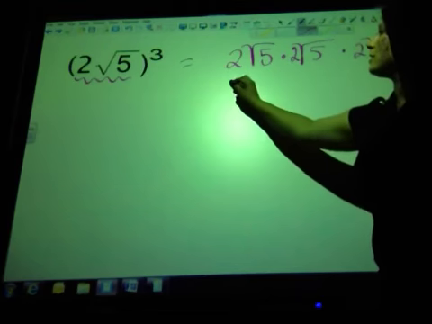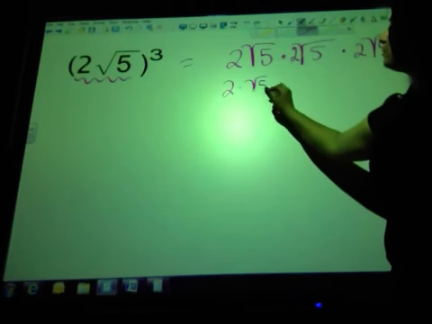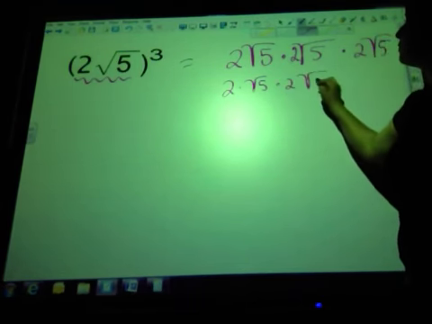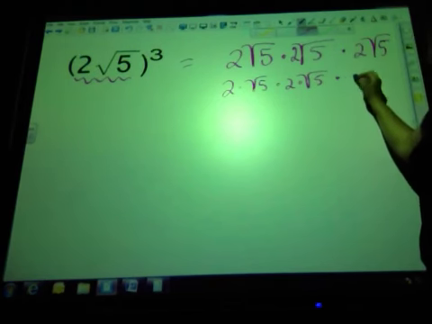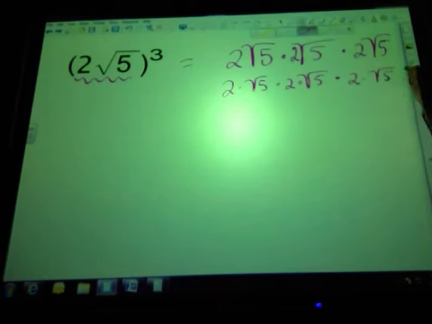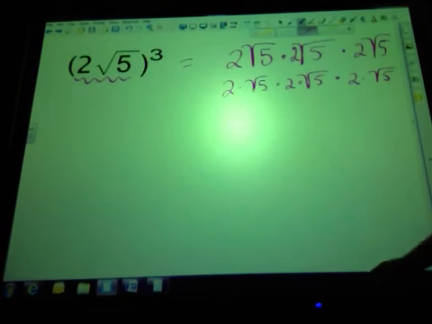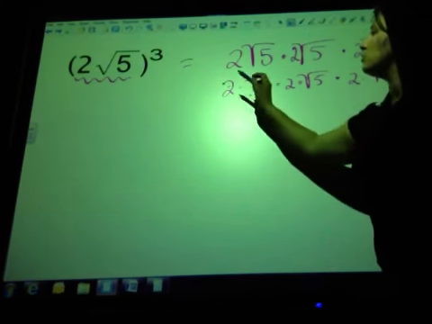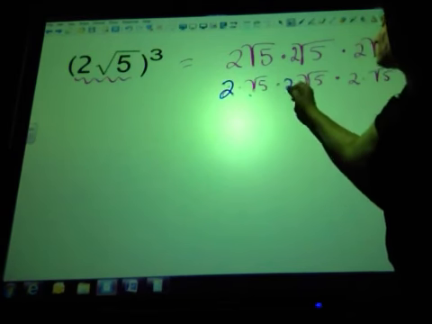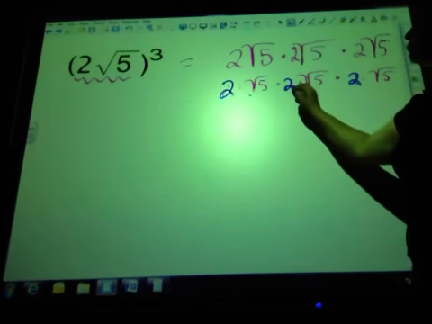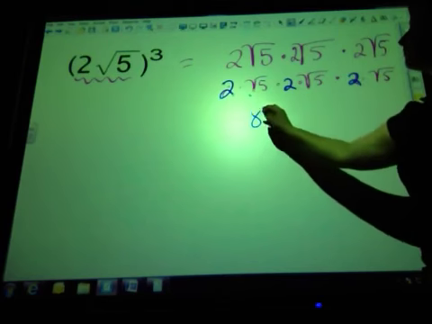When they're next to each other like this, if you want to go ahead and write it out with the dots in between there, that's okay. Then we put our ones that are not underneath square root signs. We go ahead and put those together. So we're going to do 2 times 2 times 2. 2 times 2 is 4. 4 times 2 is 8.